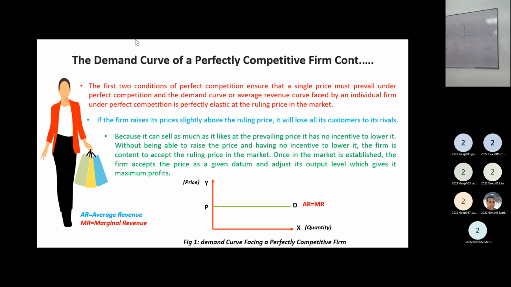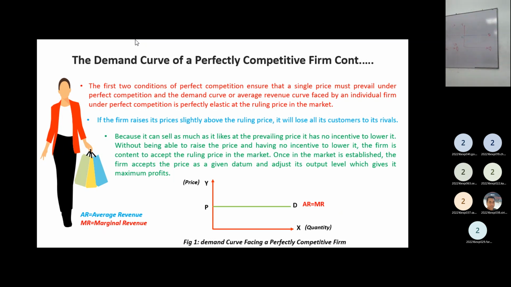Because it can sell as much as it likes at the prevailing price, it has no incentive to lower the price, because it has already been decided and he can sell whatever quantity he wants at this price. Without being able to increase the price and having no incentive to lower it, the firm is content to accept the ruling price in the market. He cannot do anything, in a very simple way, because there are many sellers in the market and all the products are the same. So he has to accept the given price and sell the product.